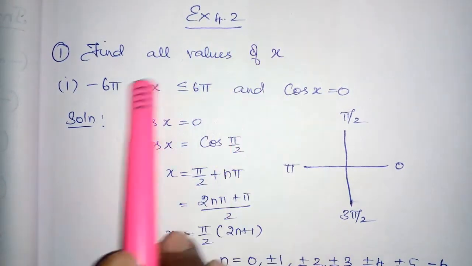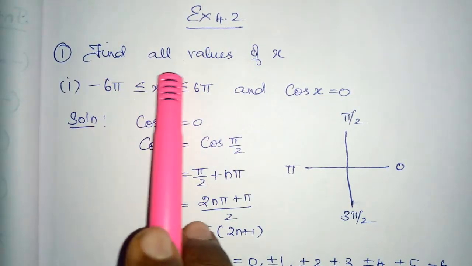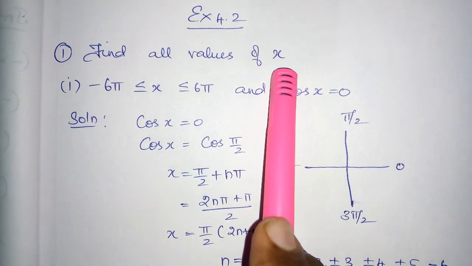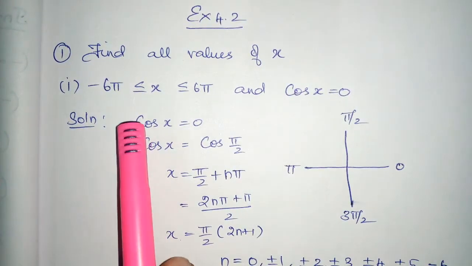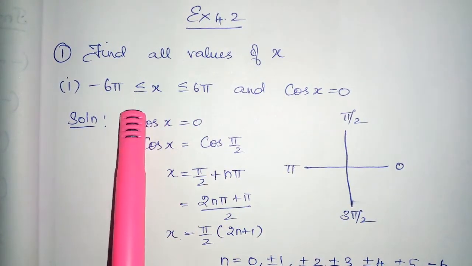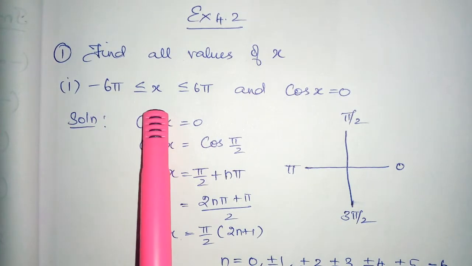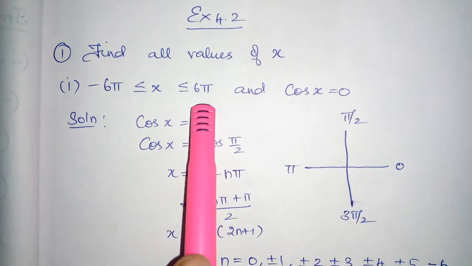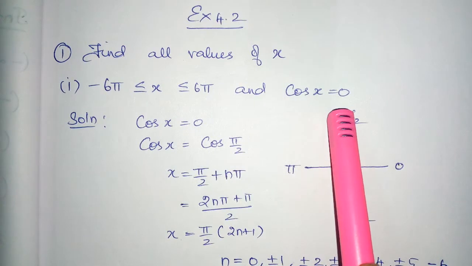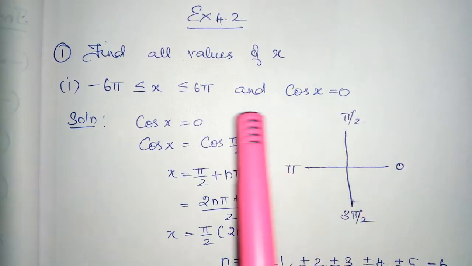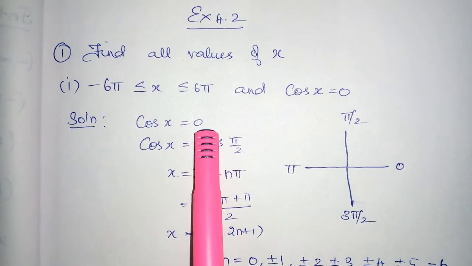Exercise 4.2, question number 1. Find all the values of x. Now it is given x must be greater than or equal to minus 6π and less than or equal to 6π, and also cos x is equal to 0. So solution, cos x is equal to 0.